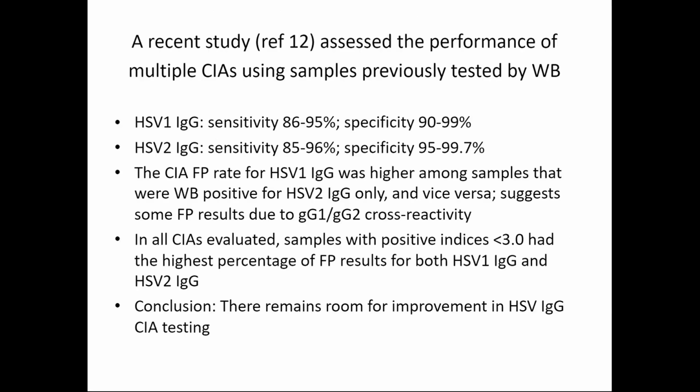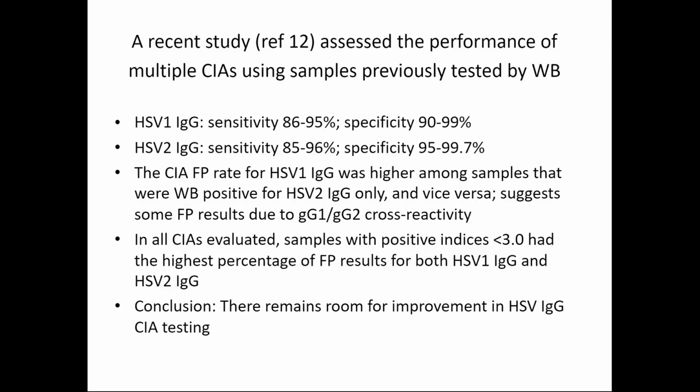Now, after this, a recent study was published that assessed the performance of multiple CIAs using samples that had previously been tested by Western blot. They found that for HSV-1, the sensitivity ranged from 86 to 95%. The specificity ranged from 90 to 99%. For HSV-2 IgG, sensitivities ranged from 85% to 96%, and specificity 95 to nearly 100%.